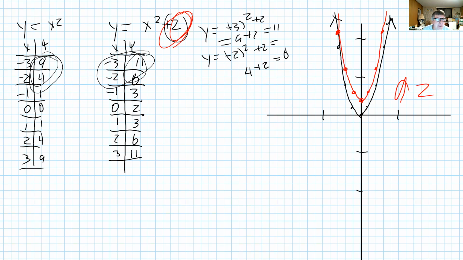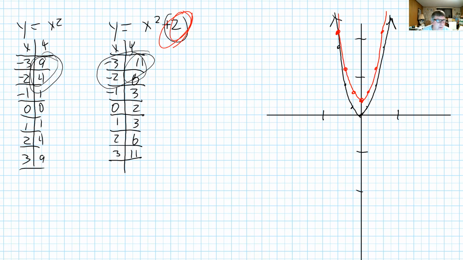Let's take a look at another example. And let's see here. Let's make the graph of y equals x squared minus 3.